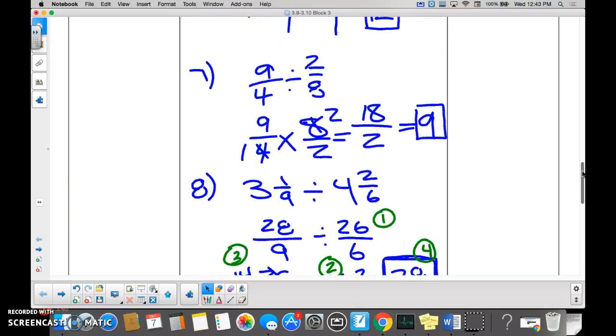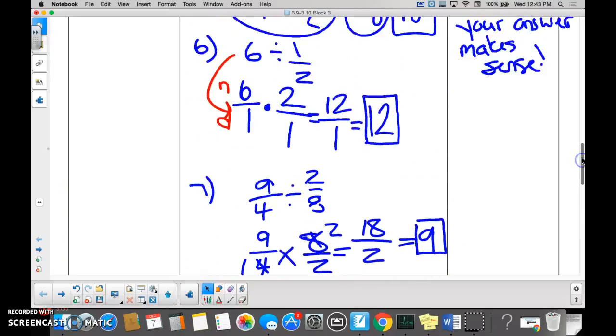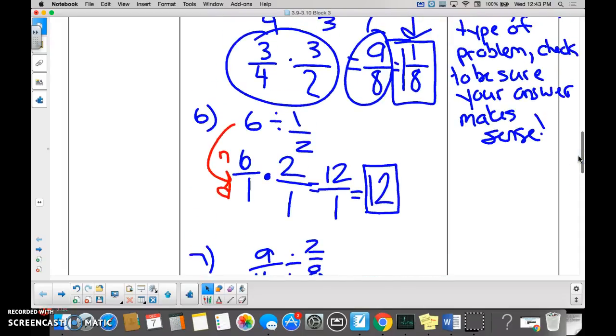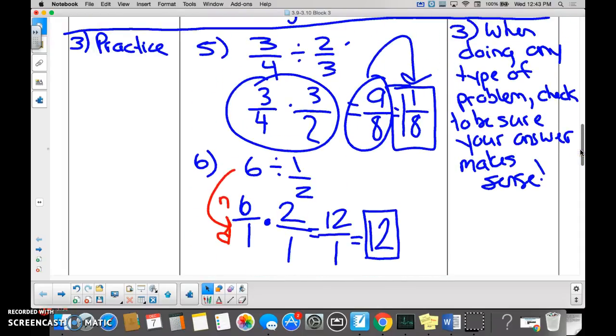you got a brilliance point for this. It's not coming. There we go. When doing any type of problem, check to be sure your answer makes sense. Anything to add?